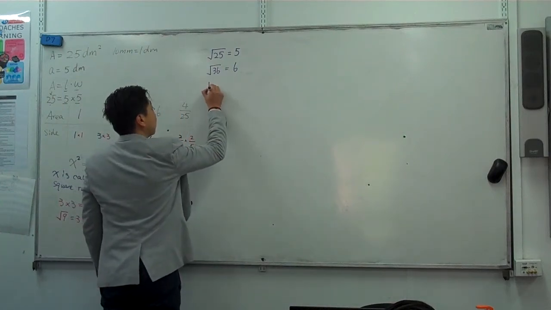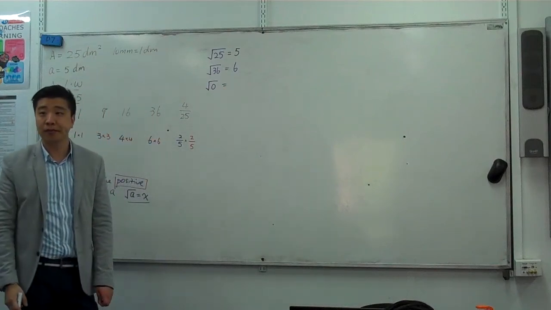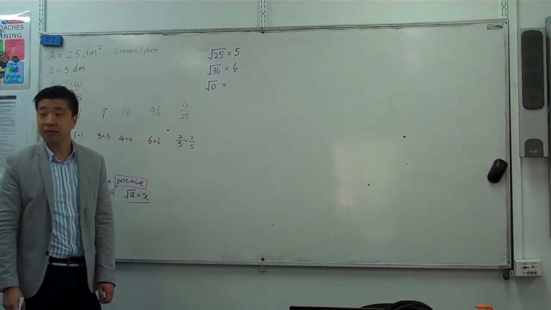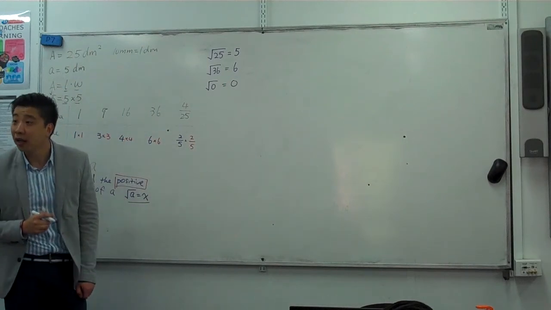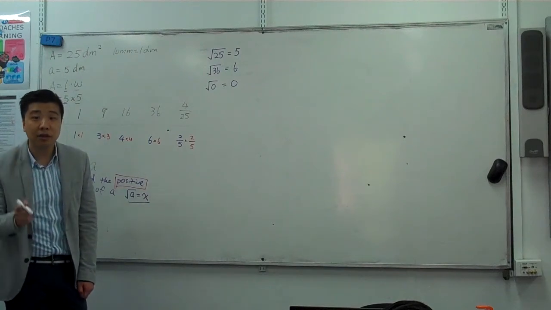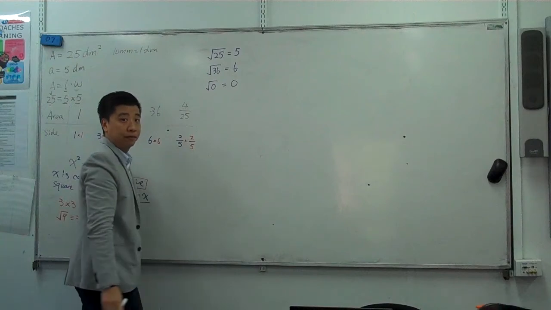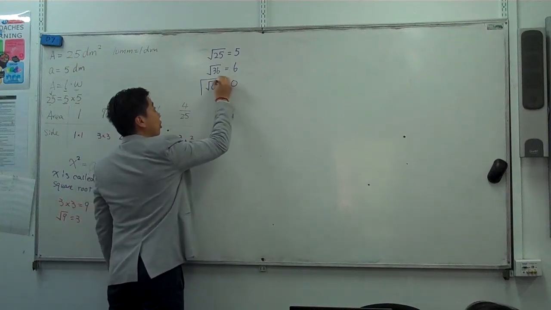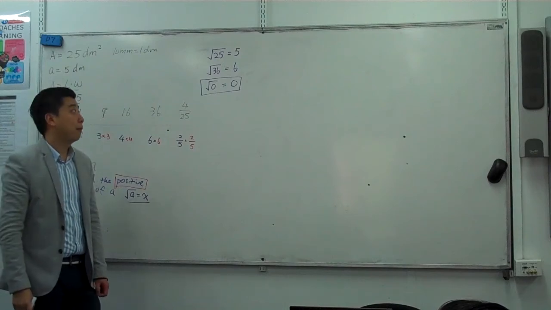And next one. Is that correct? Why? Because 0 times 0 is 0. Good. 0 times itself is 0. Now, we want you to remember this. Okay? Square root 0 is 0.